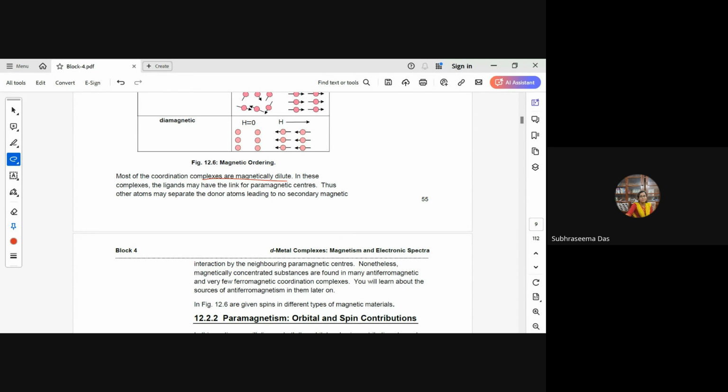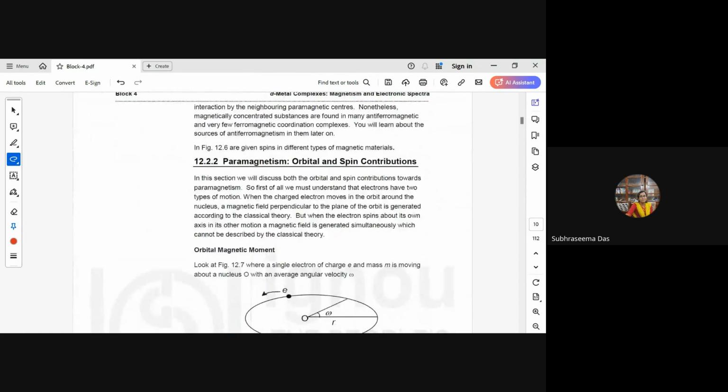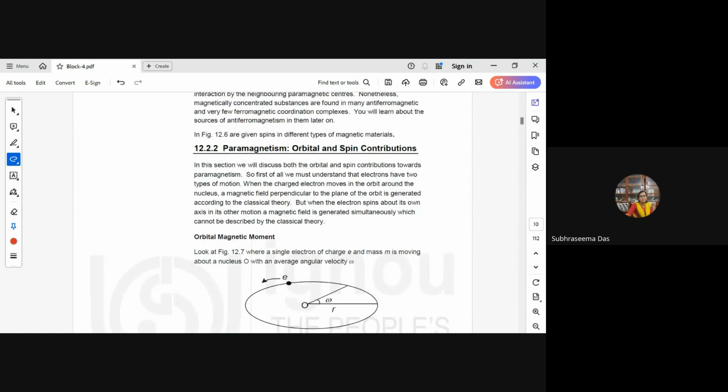So here in 12.6, the different spins and different arrangements of magnetic materials have been shown in a simplified plot: ferromagnetic, ferrimagnetic, antiferromagnetic, para, and dia. So now, starting with paramagnetism.